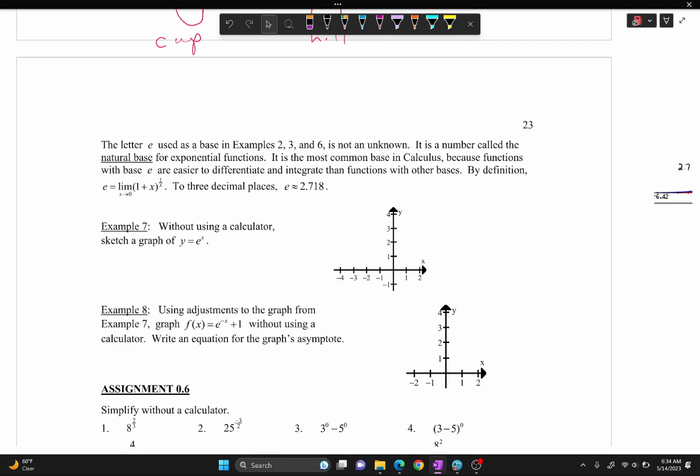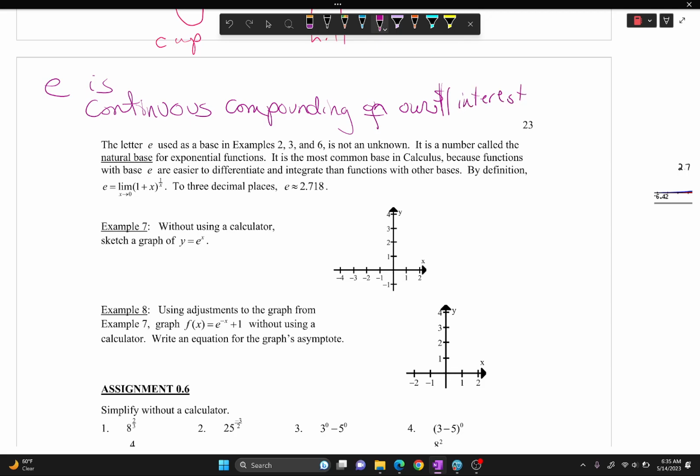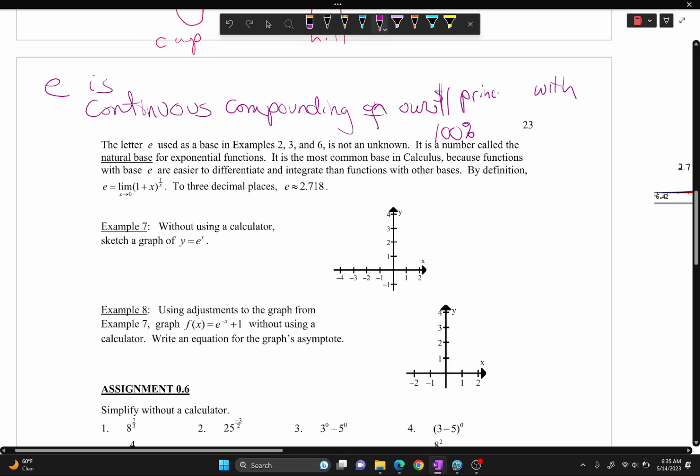Let's go ahead and talk about e. I taught it to you as being continuous compounding of $1 principal with 100% interest.